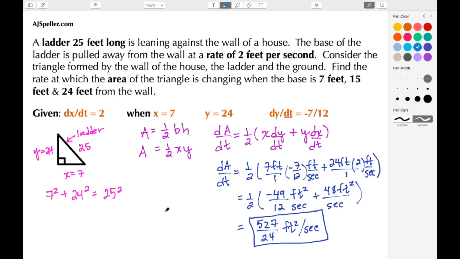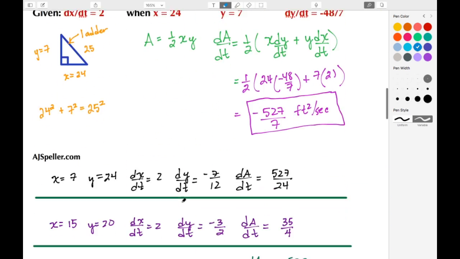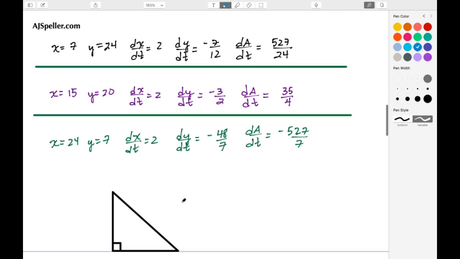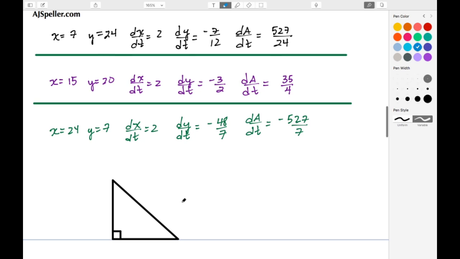Find the rate at which the area of the triangle is changing when the base is 7 feet, 15 feet, and 24 feet from the wall. And here is all the work that we've done analytically in a previous tutorial. I've placed all those numbers into a chart here so it's more easily seen, and we're just going to recap a little bit of that information using this right triangle.